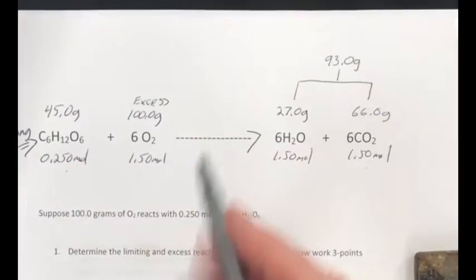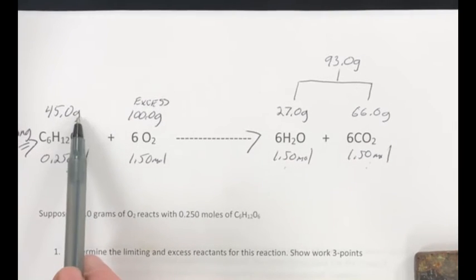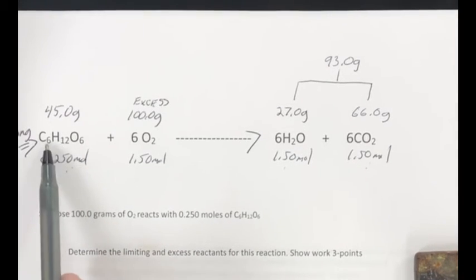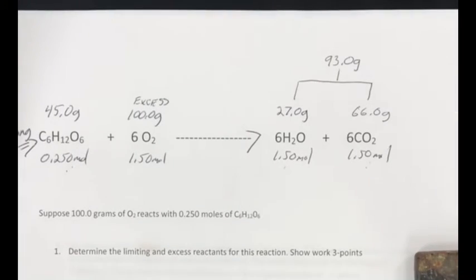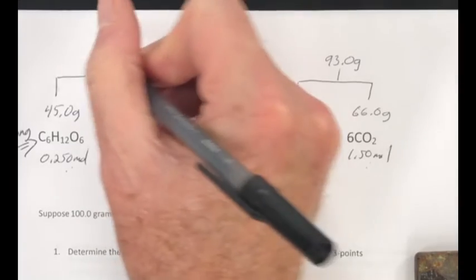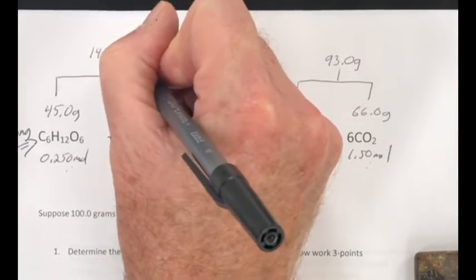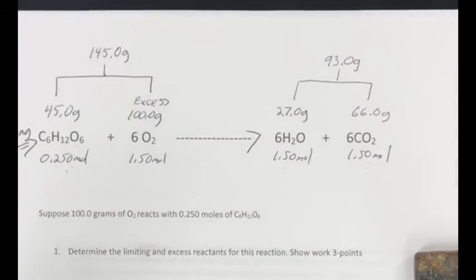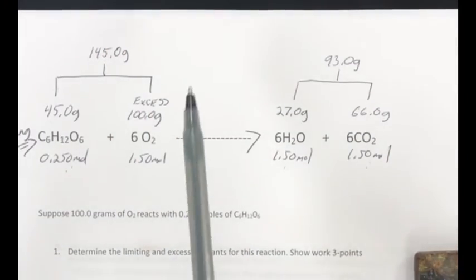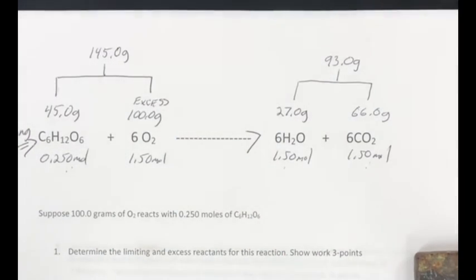Well, notice here, I've got 45 grams, and where did I get 45 grams from? I converted moles of C6H12O6 to grams of C6H12O6. All of that reacted, that's limiting. Notice when I add these numbers up, I get 145. So, Houston, we've got a problem. These numbers should add up, but maybe I'm overlooking something.